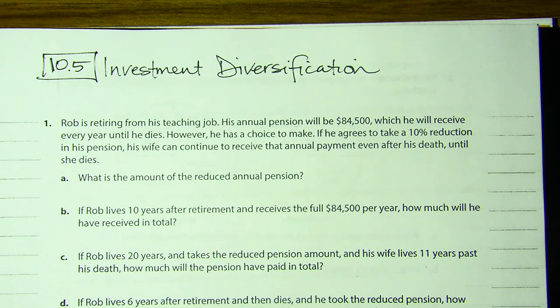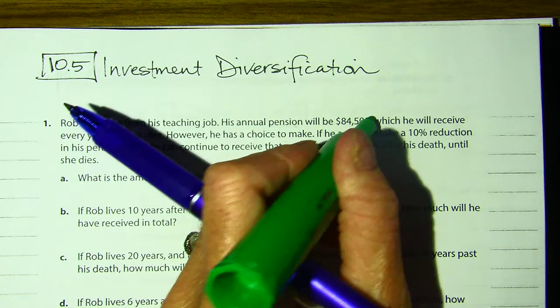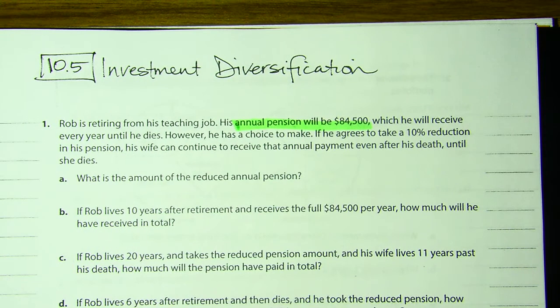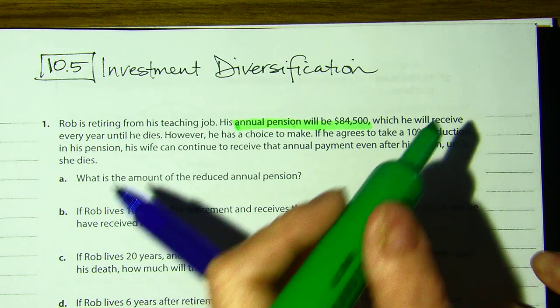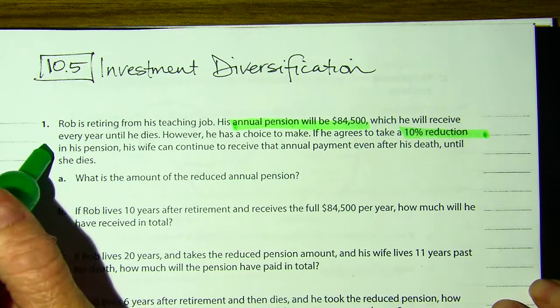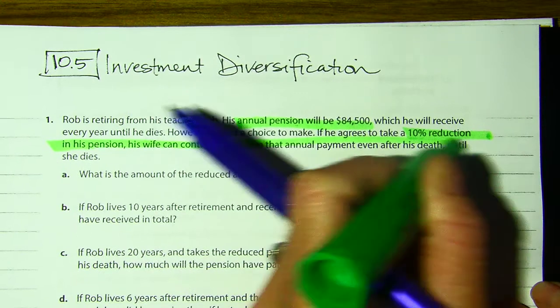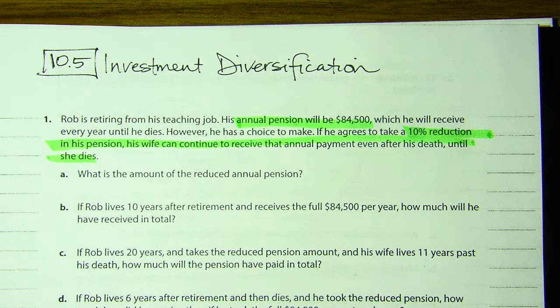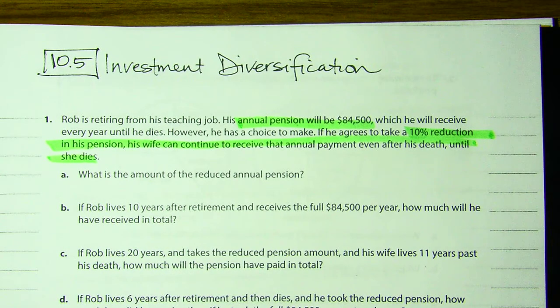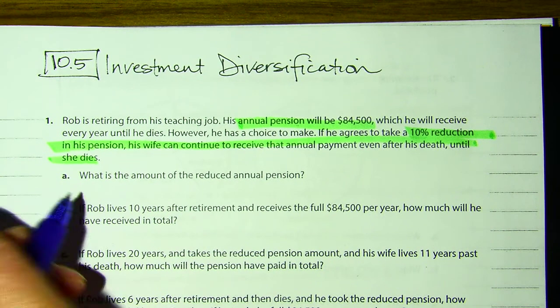Number 1. Rob is retiring from his teaching job, his annual pension. So annual, remember, that's what he gets in a year. He will receive every year until he dies. However, he has a choice to make. If he agrees to take a 10% reduction in his pension, his wife can continue to receive the pension until she dies. So what's the amount of the reduced annual pension?